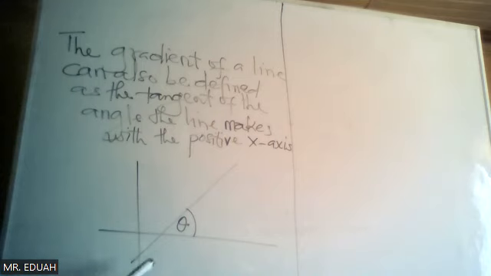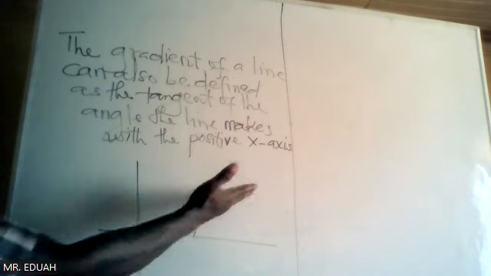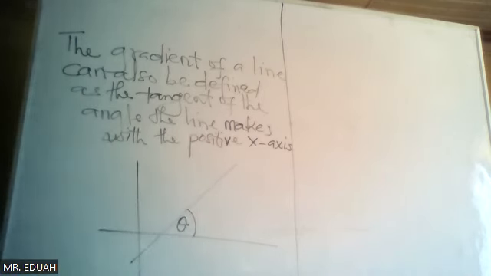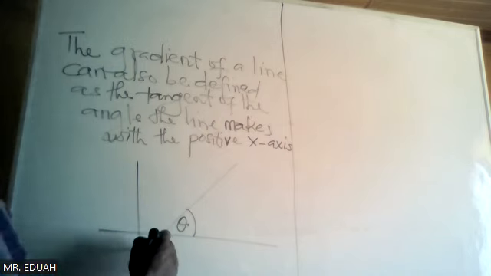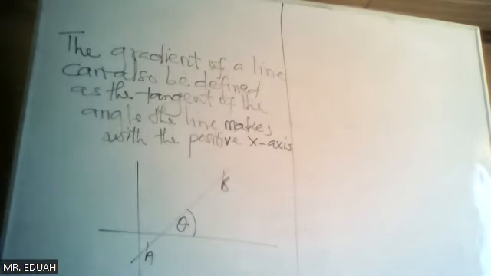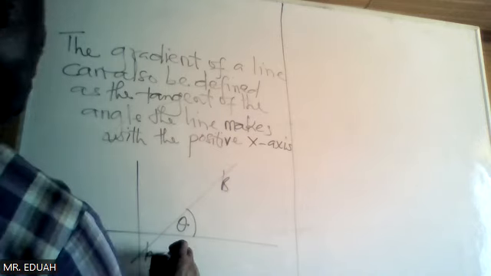If the angle is small, the line will be here. If the angle is very big, the line will come to the top. So the tangent of this angle also defines the slope of the line. Let's say, as usual, the line is AB. The slope of the line is equal to the tangent of the angle. So here we shall write the gradient or the slope.